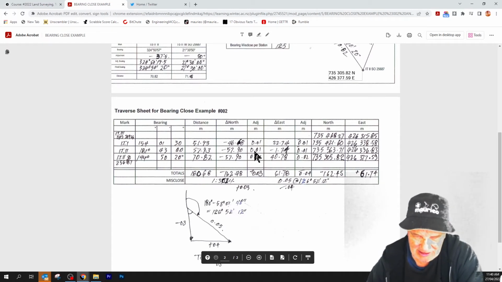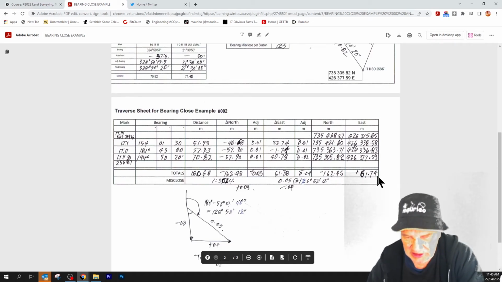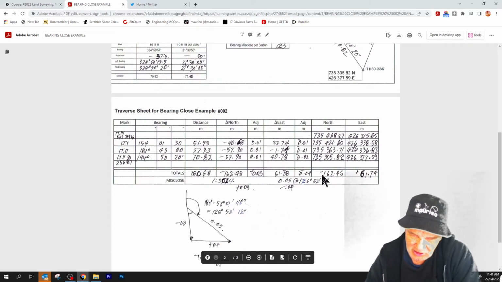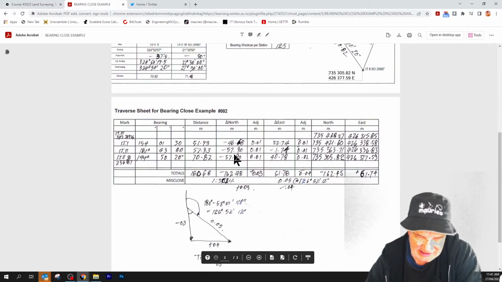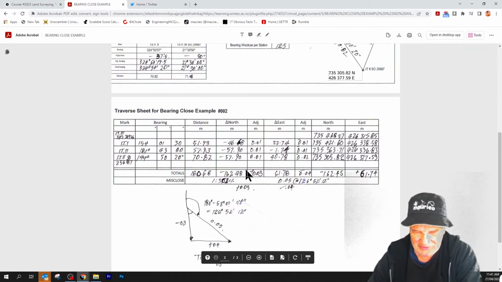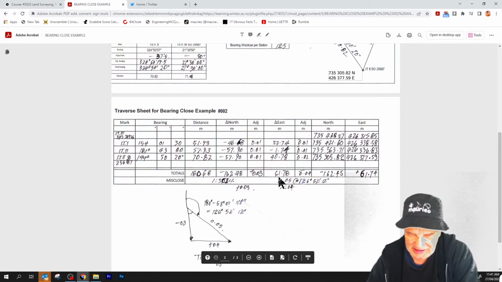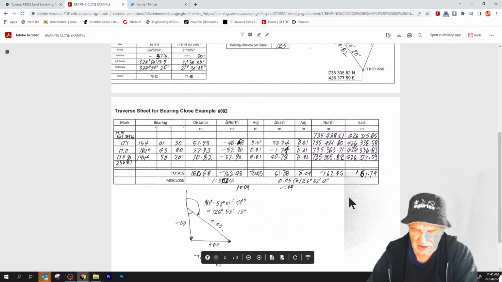So when I add up now, oh yes, this is a link traverse. So we have a known coordinate here and a known coordinate here. The first thing we must do is work out the difference between the known coordinates, minus 162, and that's what we should be getting here, minus 162.45, and we got 162.48 when we add them up. So we must add 03 so that these are exactly equal, and here similarly we must subtract 04. Right, and then we apply them.